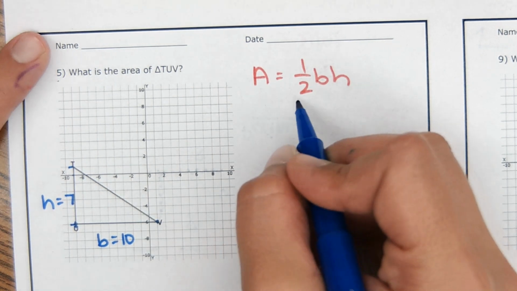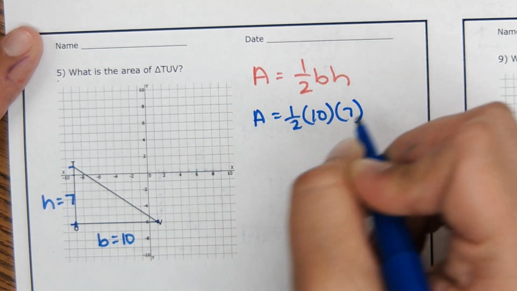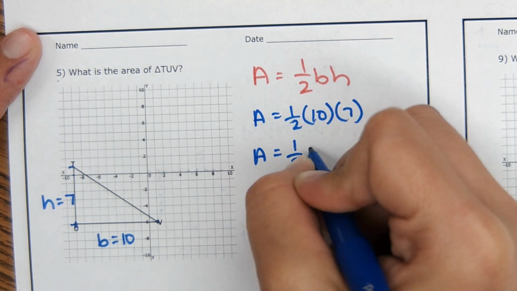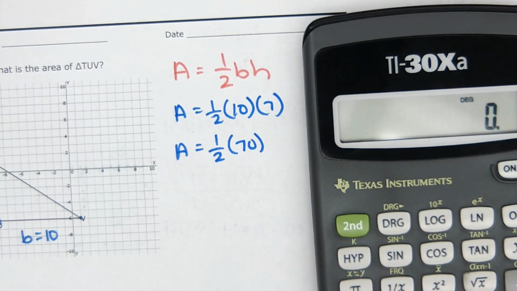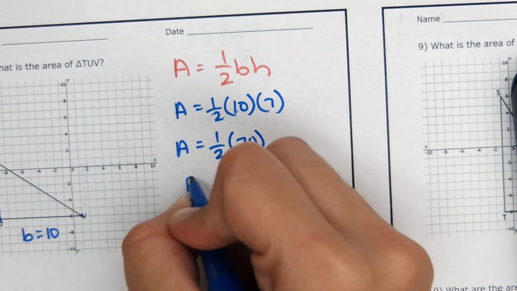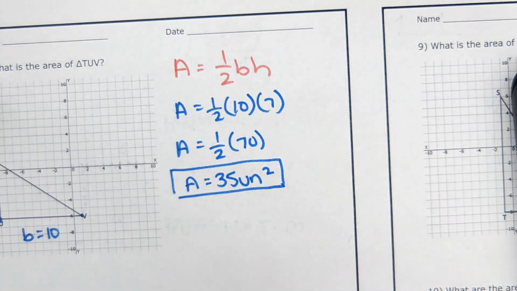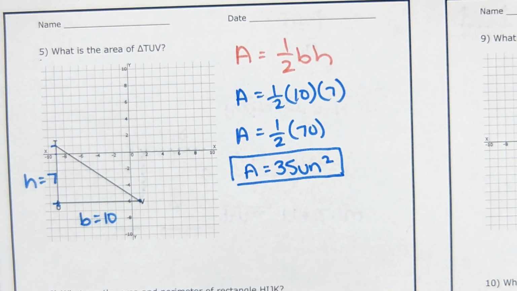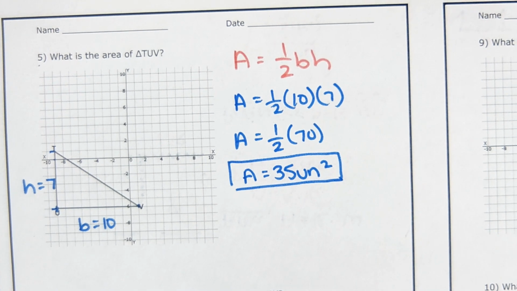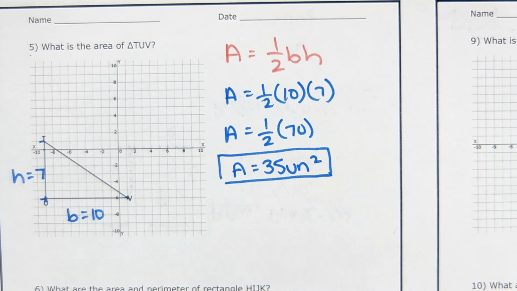And then once I have those two dimensions, I can plug it in. So area equals 1/2, 10, 7, half of 70. If you needed to, you could plug it in the calculator. 35. And the area is 35 units squared. On to the next one.